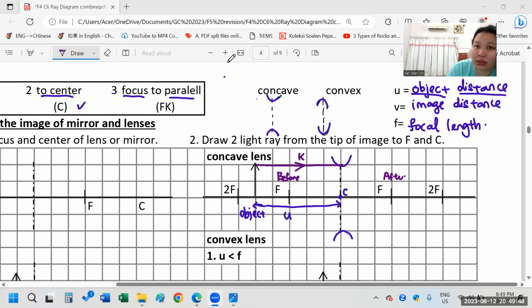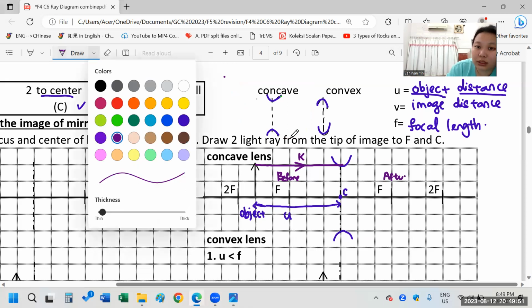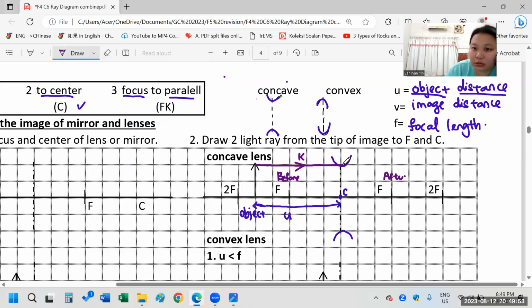So use your ruler. Okay, F. Use your ruler from this point, then you refer to the F before. You draw a line. This line is normally a dotted line. Use the ruler. Then you use this angle, the light ray will be refracted out. So this is KF.